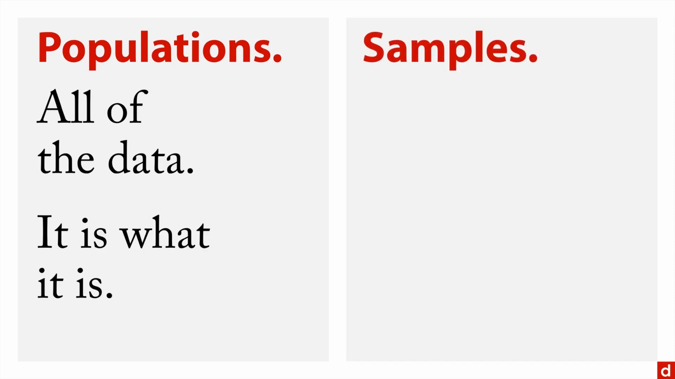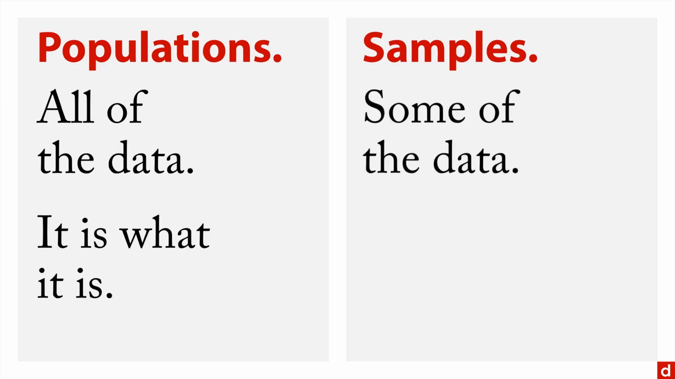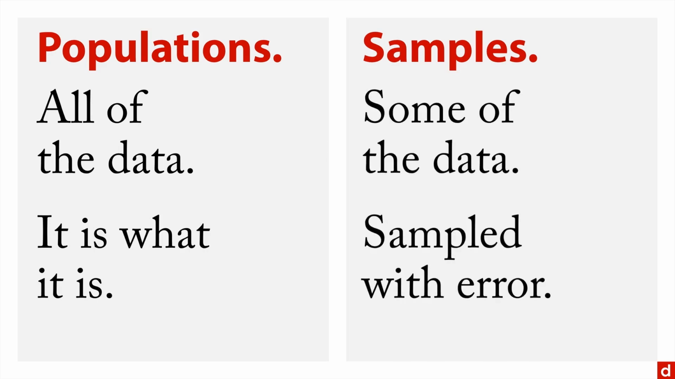On the other hand, samples, instead of being all of the data, are just some of the data. And the trick is they're sampled with error. You sample one group and you calculate the mean. It's not going to be the same if you do it the second time. And it's that variability in sampling that makes inference a little tricky.